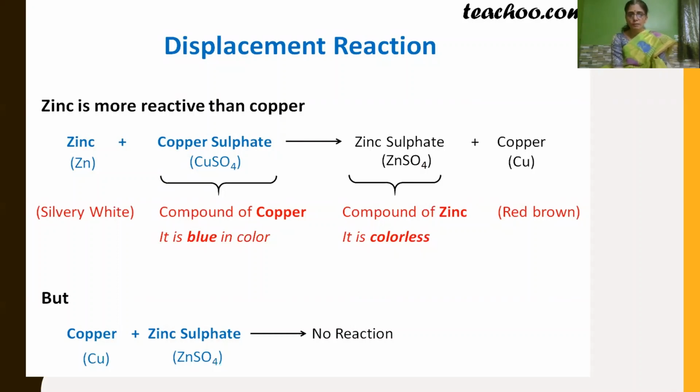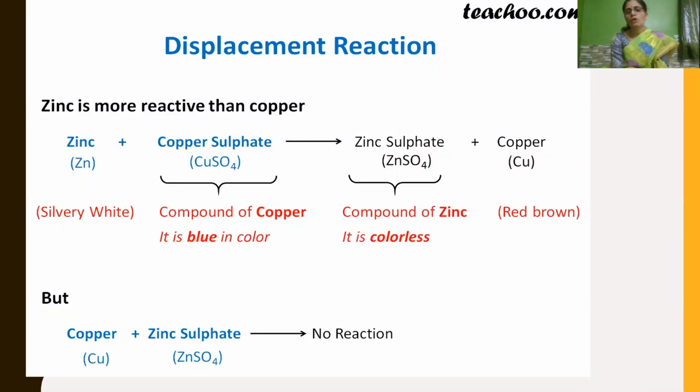And in the same activity, the compound copper sulfate is blue in color, and zinc is silvery white in color. After the reaction takes place, the compound of zinc, that is zinc sulfate, is colorless, so the blue color becomes colorless and the copper will be deposited.